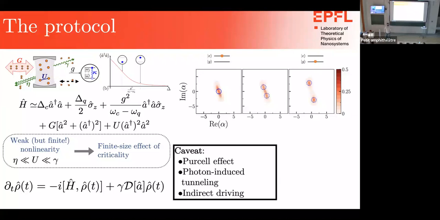Again, for the sake of simplicity, this approximation here is what I told you about. But then, of course, there are many other effects, the parcel effect that we discussed earlier. There can be photon-induced tunneling between the qubit and the cavity. And there can be indirect drag of the cavity. That is to say, the two-photon drive here can get in resonance with weird processes here, which drive the qubit. So, we check.